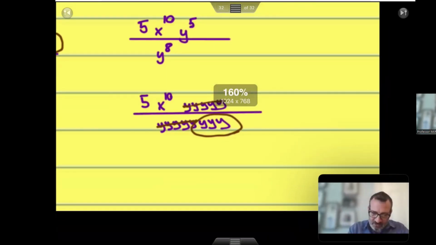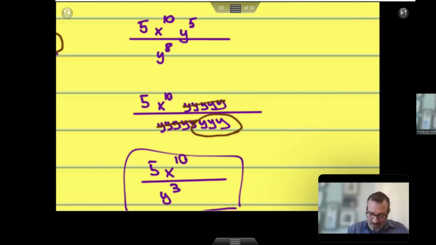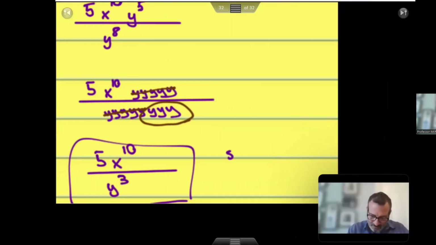So my answer is going to be 5x to the 10th over y to the third power. That's correct. All right.